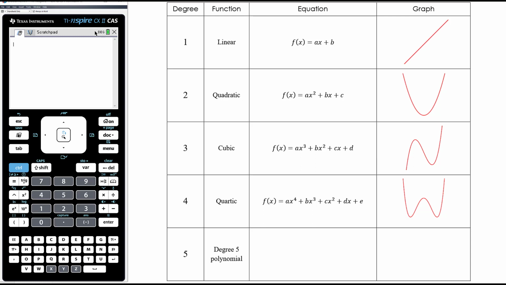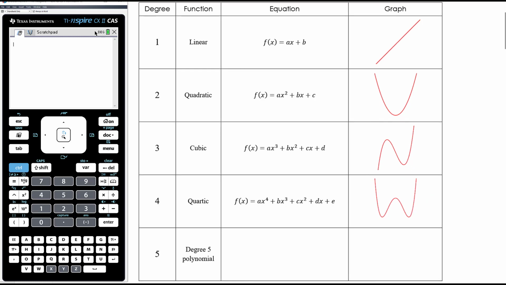Then a quartic function is degree 4. Highest power of x is 4. It could have up to 5 terms in its expanded out form. And it can have up to 3 turning points. It could look like this. Okay. As we talked about in the previous video, there are other variations of what could happen.